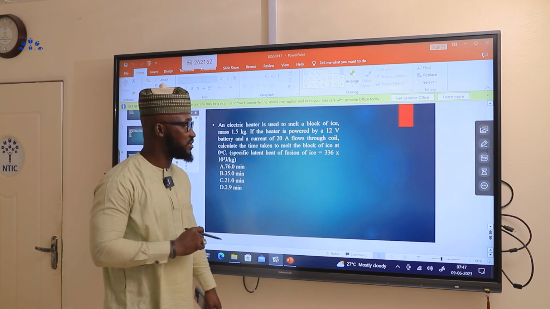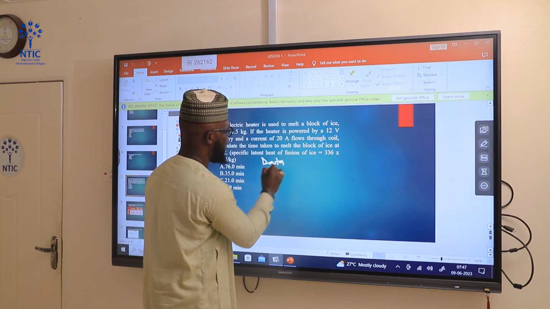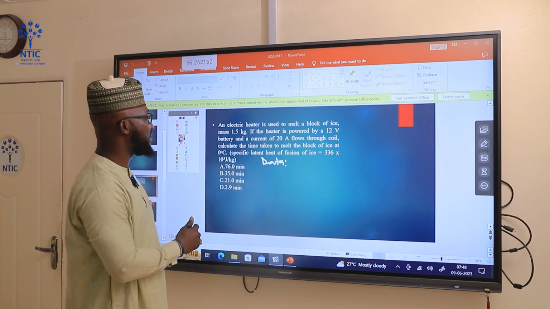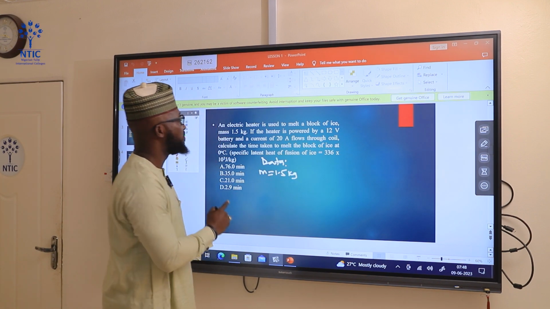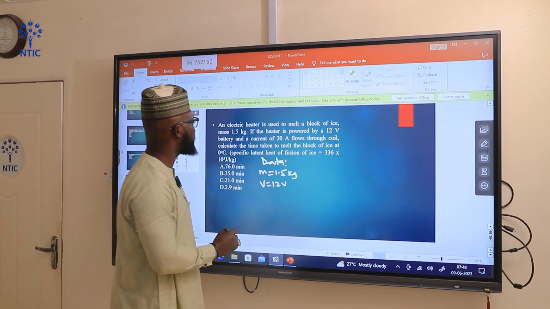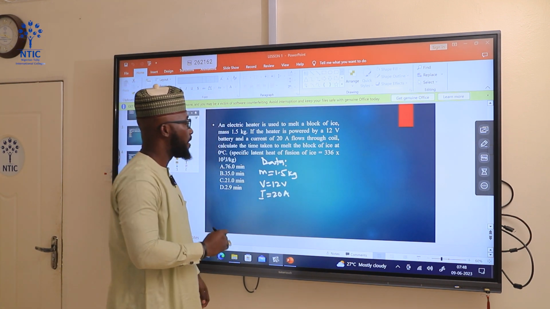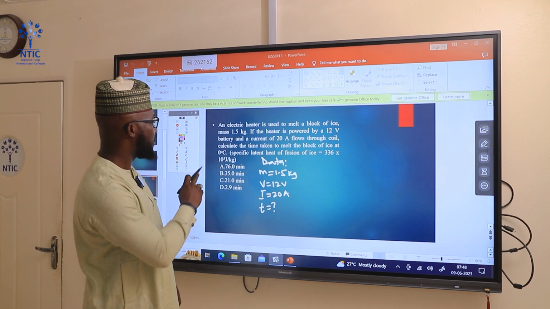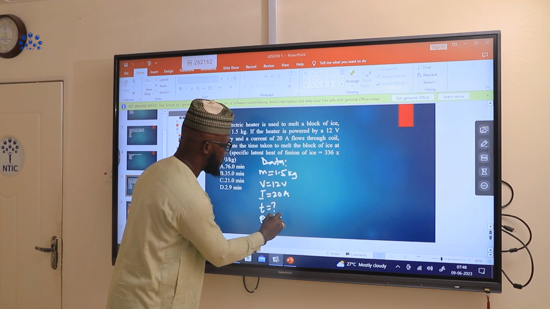Now, looking at this question, just as we did in our previous question, we try to bring out the data. Let's dive into it. In this question, we'll read again. An electric heater is used to melt a block of ice of mass 1.5 kg. The heater is powered by a 12-volt battery, so V is 12 volts, and a current of 20 amps flows through the coil. Calculate the time taken. We are looking for the time, which is unknown. To melt the block of ice at 0, theta is given as 0 degrees Celsius.